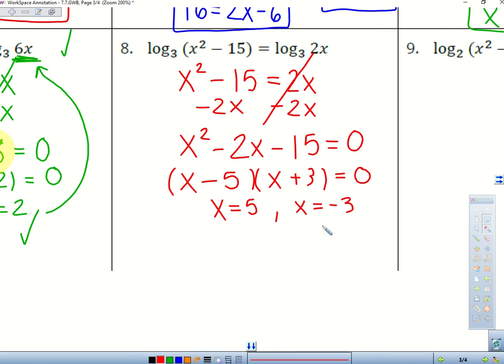Okay, sorry. So now we're going to plug these in. So if I plug in 5, I get 5 squared, which is 25 minus 15, 10. And then 2 times 5, 10. This one's good. Now, right off the bat, if I plug in the -3 into this one, what's the problem? Negative. So this one is extraneous.